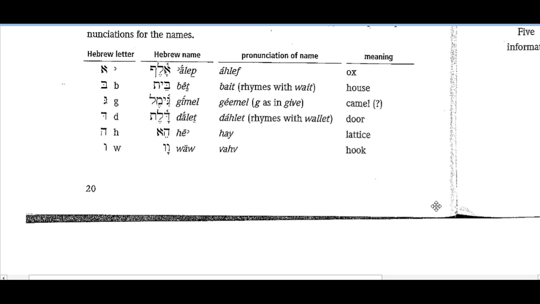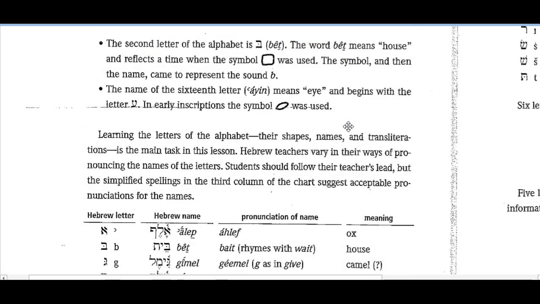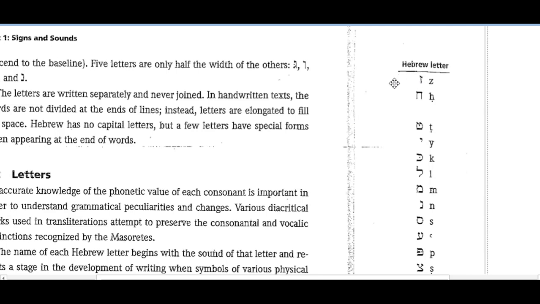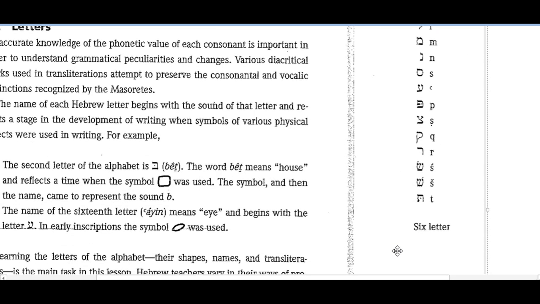Let's say them again. Back to the beginning. Aleph, Bet, Gimel, Dalet, Hey, Vav, Zayin, Chet, Tet, Yod, Kaf, Lamed, Mem, Nun, Samek, Ayin, Pei, Tzadi, Kof, Resh, Sin, Shin, Tav.